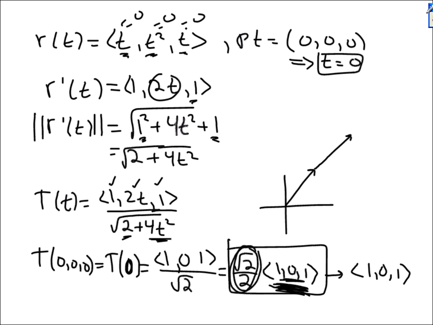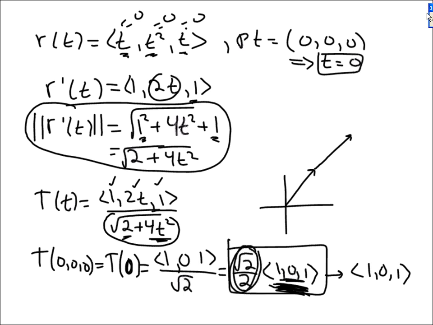In fact, if you really think about it, you didn't have to bother finding r prime of t, because you're just dividing, it's a scalar. You're just dividing each value or multiplying each value by 1 over the square root of 2 plus 4t squared. It's just scaling it. The direction is this right here. That's really all I'm looking for. And when t is 0, it's 1, 0, 1.